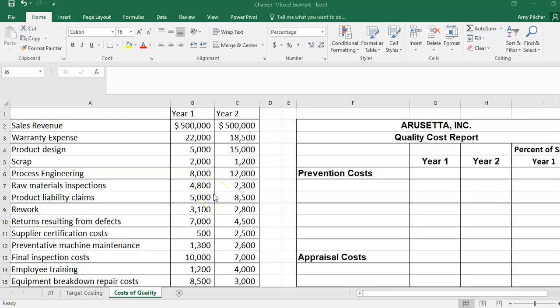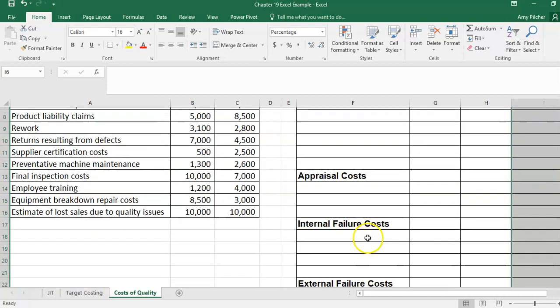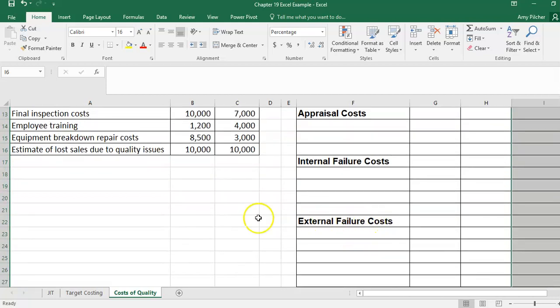The last example that we're going to look at in Chapter 19 is looking at costs of quality to make a quality cost report. We have 2 years of information about quality costs for a company, and we want to look at those 2 years side by side to see if we've had changes in our costs of quality. So the first thing that we want to do is sort all of these costs into either prevention costs, appraisal costs, internal failure costs, or external failure costs.